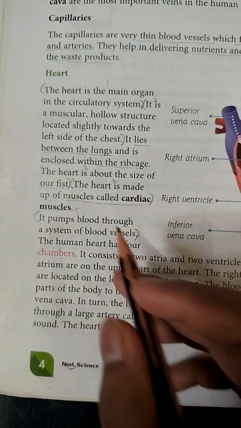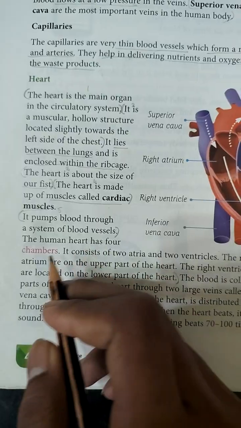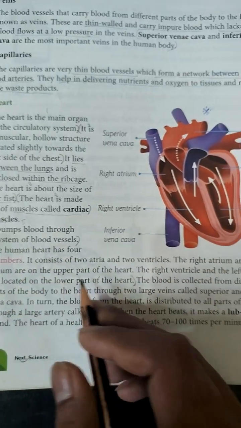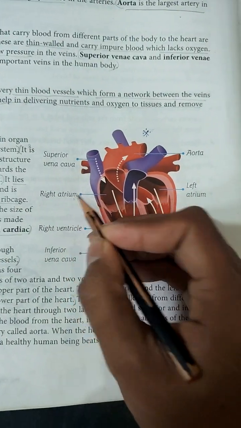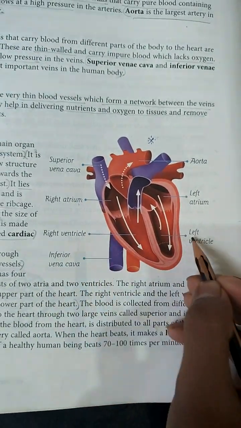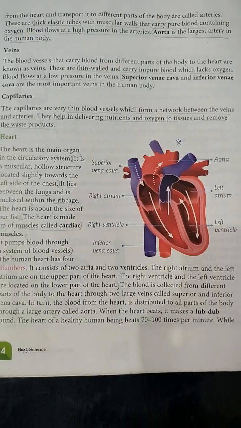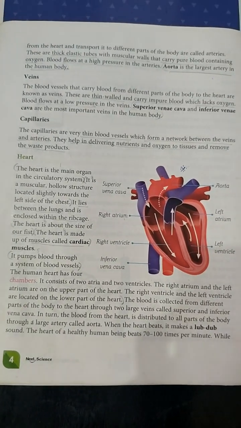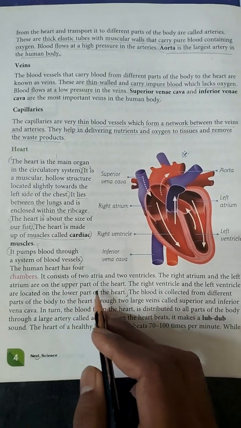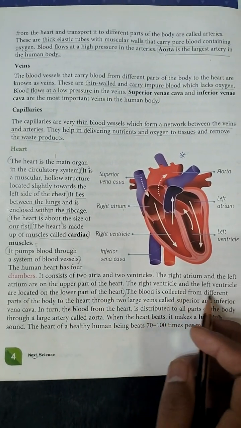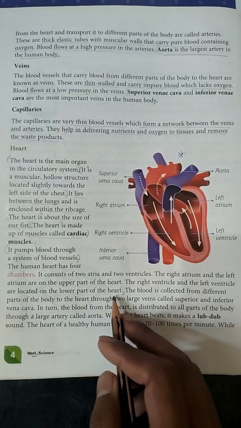The heart pumps blood through a system of blood vessels. The human heart has 4 chambers, 2 atria and 2 ventricles. You can see here it has 2 atria and 2 ventricles. The right atrium and the left atrium are on the upper part of the heart. The right ventricle and left ventricle are located in the lower part of the heart.